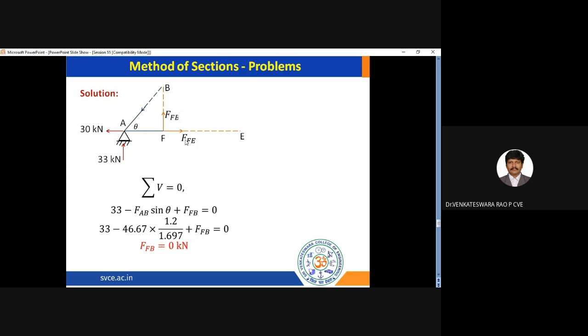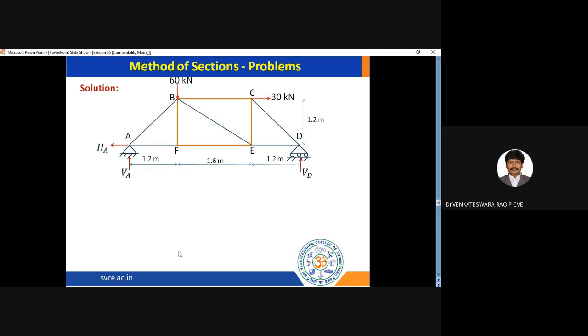Now what can I get? FFE, you know, is purely horizontal. I can get only FFB. So see, 33 is acting upward, FAB is downward. So minus FAB sine theta, upward is positive, downward is negative. So 33 minus FAB sine theta plus FFB is equal to 0. Then FAB we already know, and we can substitute 46.67 into sine theta, 1.2 by 1.67, plus FFB equal to 0. And FFB, we call it zero only, anyway.